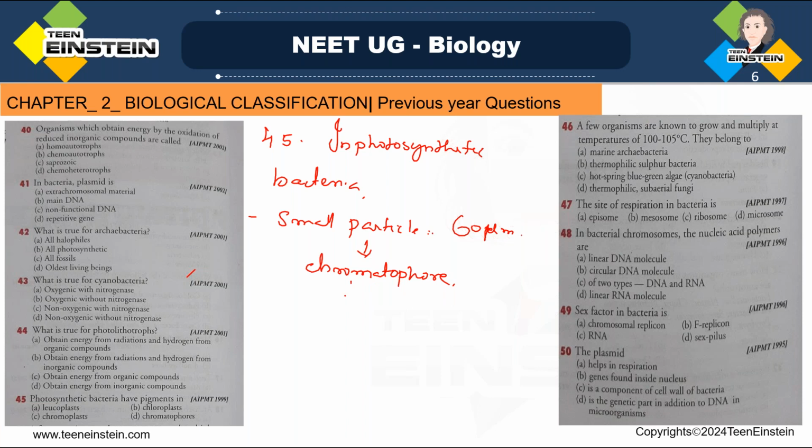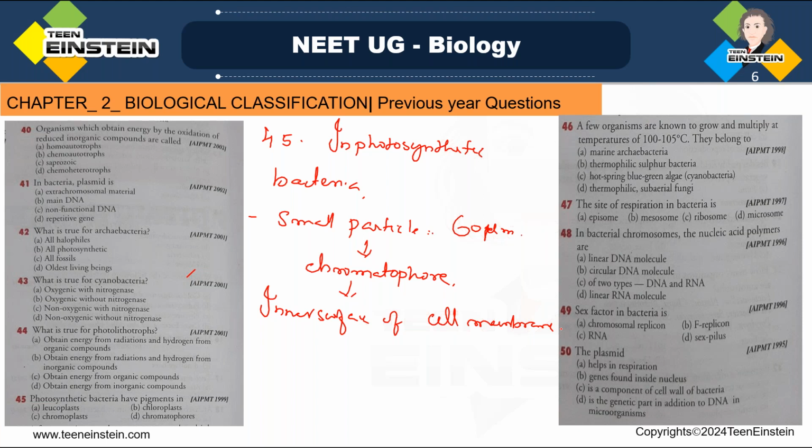Right, where are these chromatophores present? On the inner surface of the cell membrane. Right, in photosynthetic plants we can say they have pigments or chlorophyll. In chlorophyll they can get all these things, right? So chlorophyll is helping with photosynthesis.